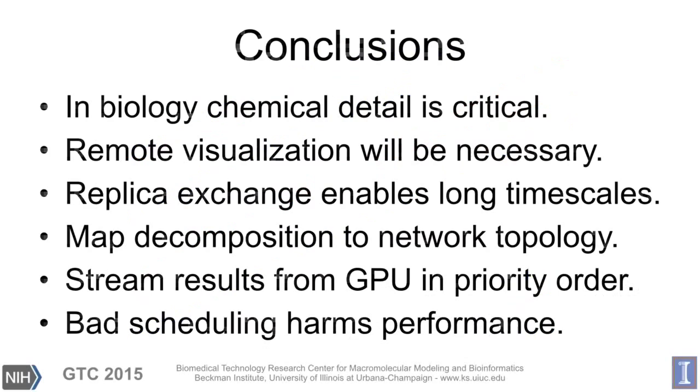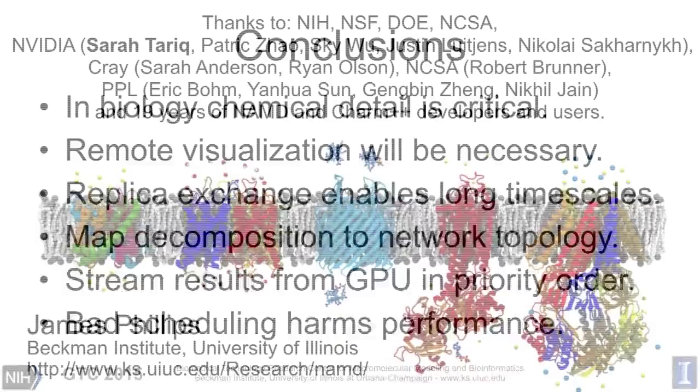In conclusion, a brief recap: in biology, chemical details matter. Don't throw them away unless you know that you don't care about them, not just that you don't think. Remote visualization will be necessary for larger versions of machines if we want to continue this work. With replica exchange strategies, you can need really large timescales. Using existing technology across parallel platforms, network topology matters, you need to map to that. Streaming results from the GPU in priority order gave us a significant performance boost. And finally, if your scheduler is doing a bad job on the torus of your machine, that will definitely harm performance. And with that, a variety of acknowledgments, and thank you very much.